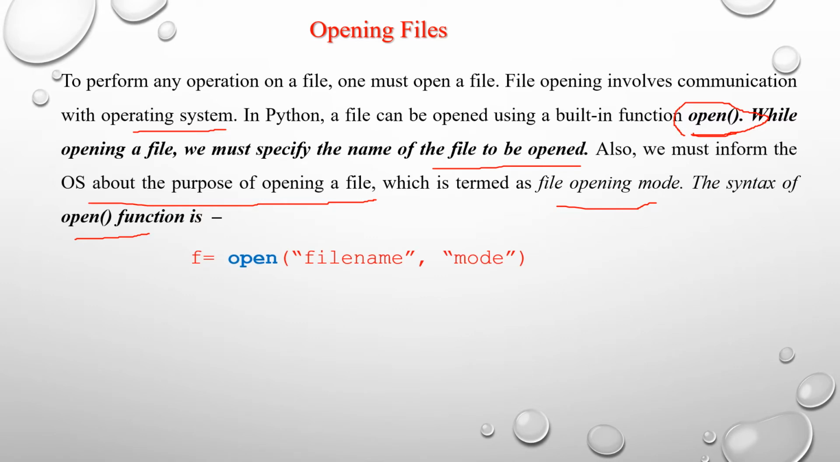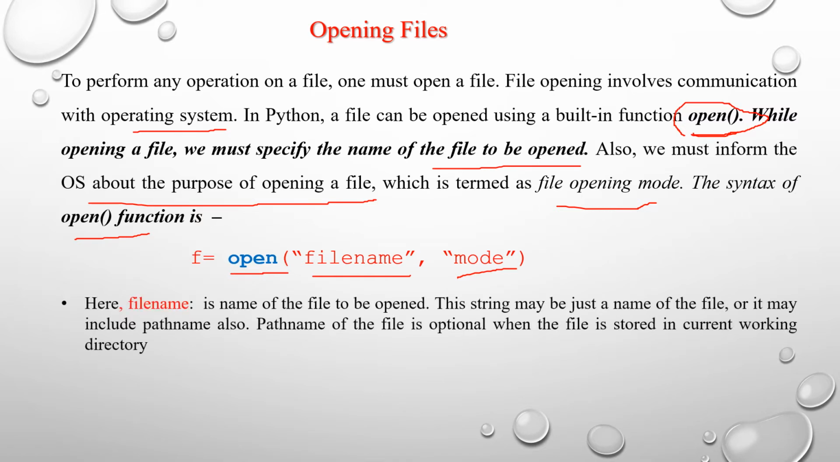So f is equal to open. Open is the built-in function. This function allows two parameters, so two arguments. The first argument is the file name, which we have to specify within a quote. After that, we have to specify the mode of operation. The mode of operation and file name we have to enter within a quote, whether it's a single quote or double quote.